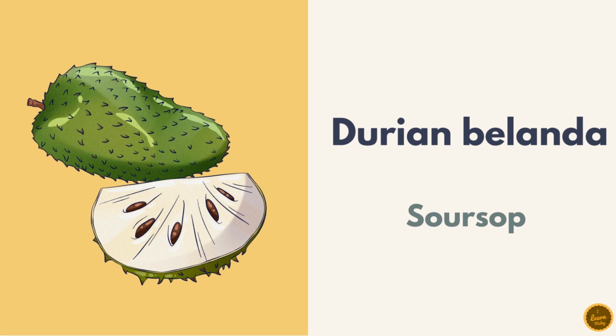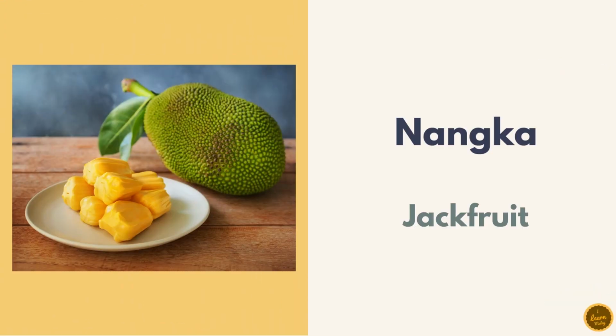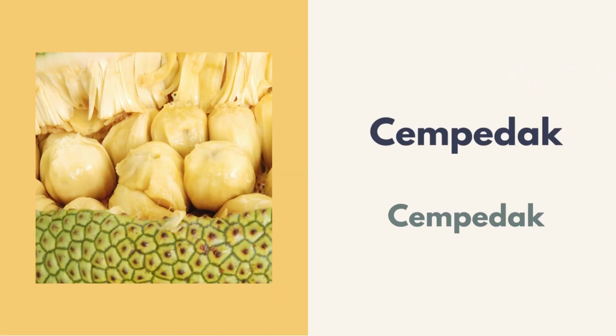Durian belanda, soursop. Sukun, breadfruit. Nangka, jackfruit. Cempedak. Cempedak has similar appearance with jackfruit, but their smell and taste are not the same. I prefer cempedak especially when it is fried and eaten as snack or during tea time. They are marvelous.